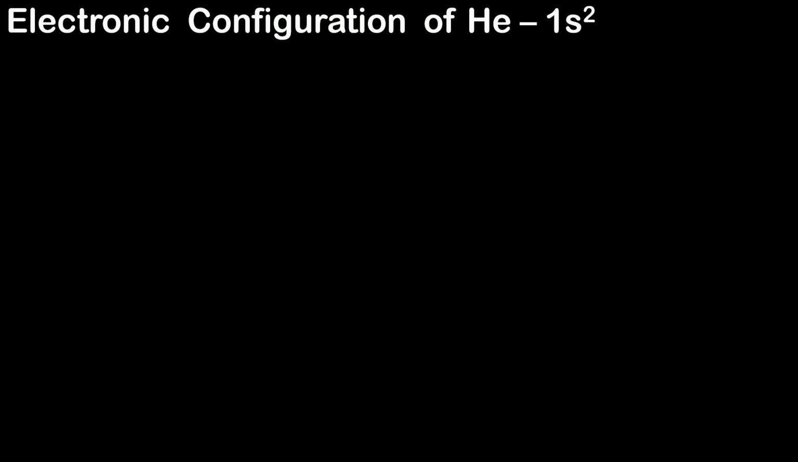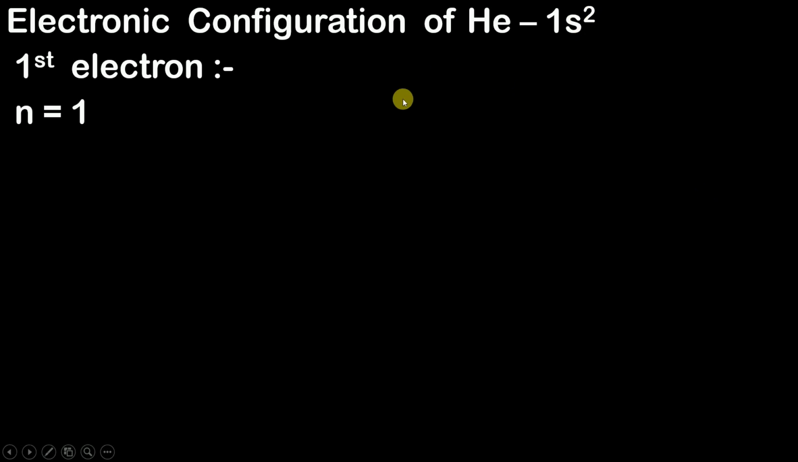So now let us understand it. For the first electron, as we all know, inside 1s there are two electrons. So for the first electron, of course n is going to be equal to 1, because it is present in a 1s subshell, and inside 1s this 1 is nothing but the principal quantum number, which tells us the energy level. So of course n is going to be equal to 1.